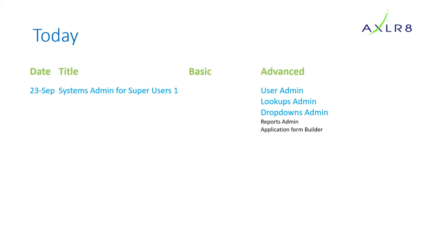So lookups admin and drop downs admin, we're going to just skim over today, because they come up in virtually everything we do. For example, in drop downs admin, we've already looked at the drop downs for example, nominal codes and expenses admin, and we're going to be doing them next Wednesday anyway. We've obviously looked at reports admin in great detail, so we're not going to be doing that today.